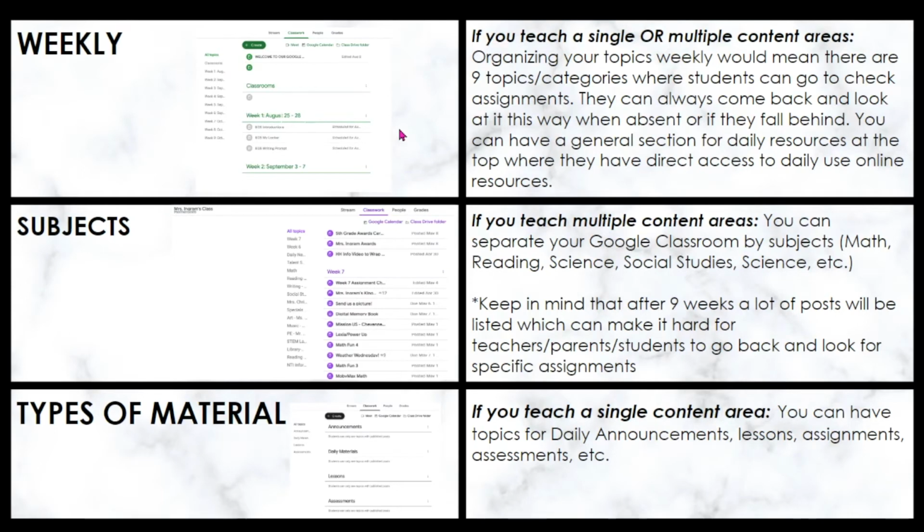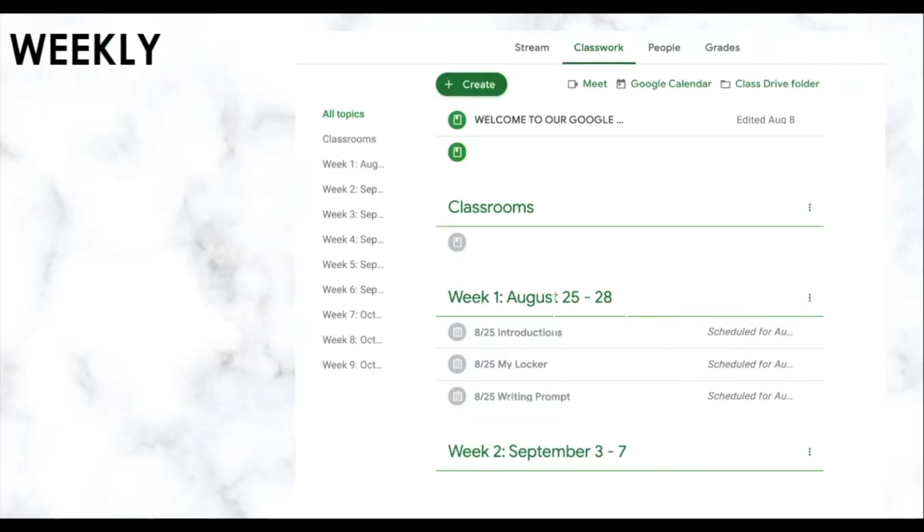You can have a general section for daily resources. Let me show you a little close-up. So, for example, you can have a weekly folder where all the different students' work is listed by date. For this coming school year, my 5th grade team and I will have a shared Google Classroom. So for week 1, for the first day of school, we have 3 assignments that we will have posted on Google Classroom that students have to complete.